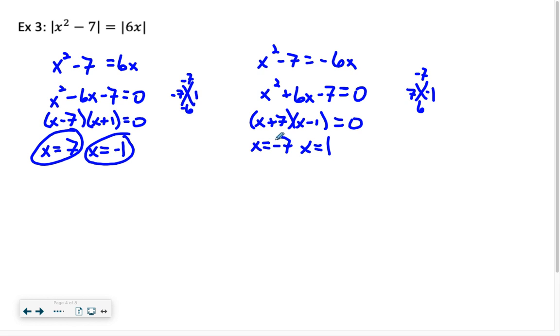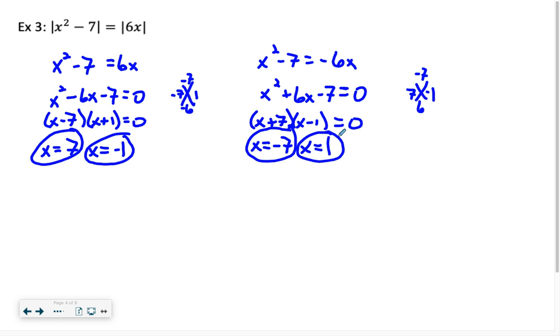Let's check these. If I plug negative 7 in, negative 7 squared would be positive 49. 49 minus 7 is positive 42. Then over here, 6 times negative 7 would be negative 42. So the absolute value of positive 42 does equal the absolute value of negative 42. That one works. And then finally, if I plug positive 1 in, 1 minus 7 is negative 6, and 6 times 1 is positive 6, but since I'm taking the absolute value of both sides, that one works as well. So we got 4 answers for this one, okay?